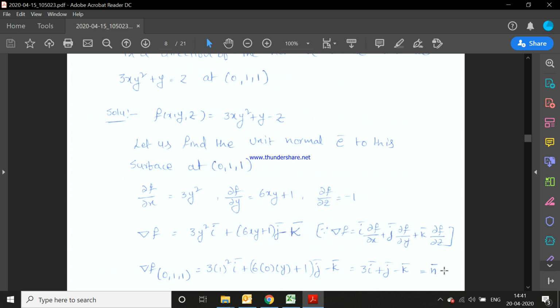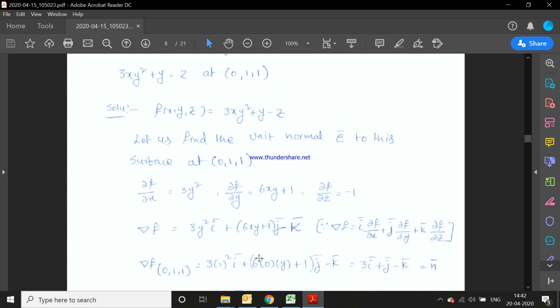Already we discussed how to find the normal to the surface. The normal to the surface is found by using del phi. That's why we find del f, the gradient of f, considering the given function as f, and the point is also given, so we substitute the point in del f. We get the normal vector to the given surface, that is 3i bar plus j bar minus k bar. This is called n bar, the normal vector.